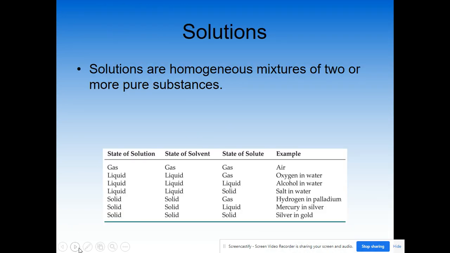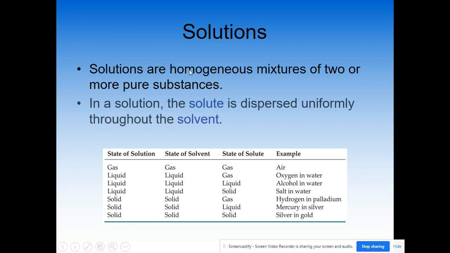So when we talk about solutions, whether we're talking about something dissolved in water or something else, these are all homogeneous mixtures, if you remember, of two or more pure substances. And the solute is what is being dissolved, and that's going to be dispersed uniformly throughout the solvent, which is doing the dissolving.